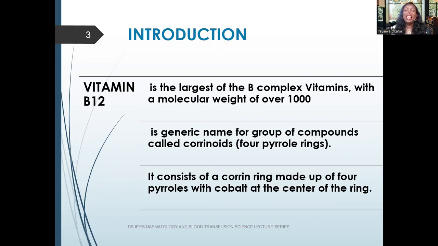Introduction. Vitamin B12, as it is commonly known, is the largest of the B complex vitamins with a molecular weight of over 1,000. B12 is a generic name for a group of compounds called corrinoids. They have four pyrrole rings. This ring consists of a corrin ring made up of four pyrroles with cobalt at the center of the ring.